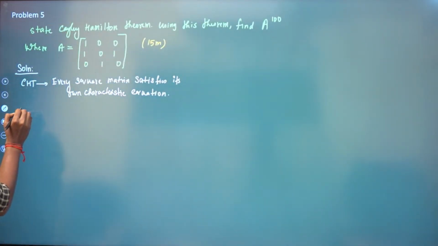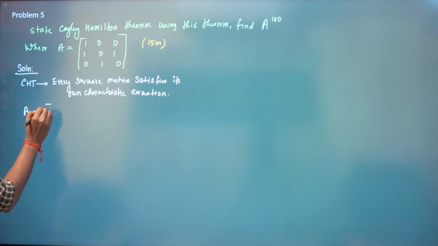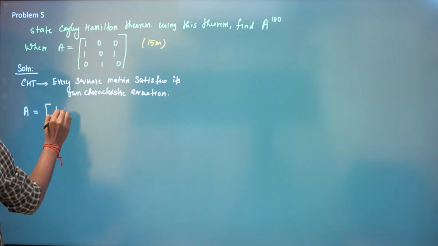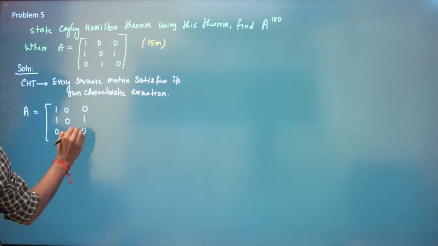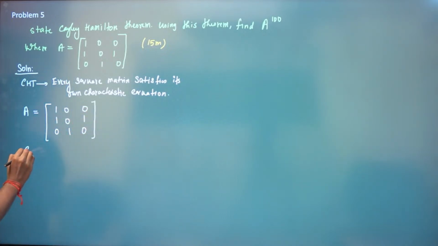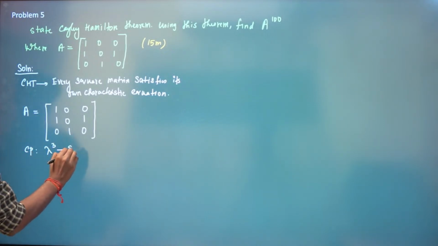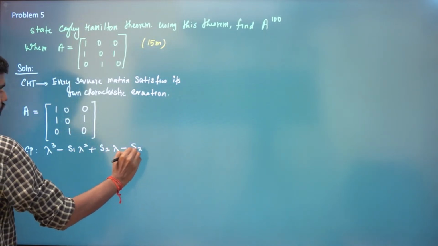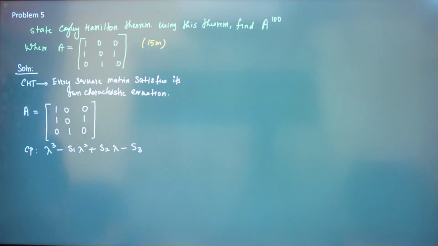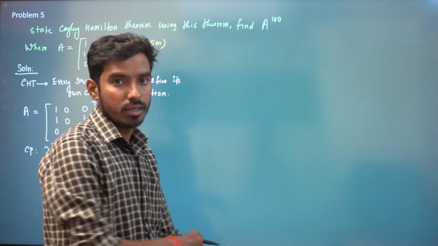First, we will find the characteristic equation, or characteristic polynomial, for this matrix: 1 0 0, 1 0 1, 0 1 0. So what is the characteristic equation for a 3 by 3 matrix? Lambda cube minus s1 lambda square plus s2 lambda minus s3. This is our characteristic polynomial for a 3 by 3 matrix.